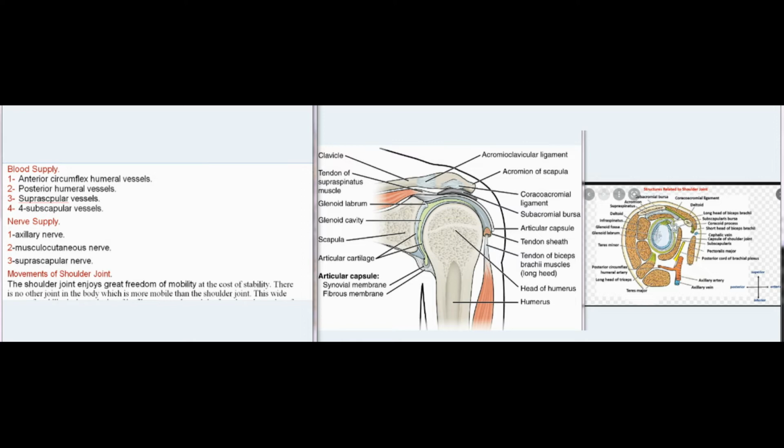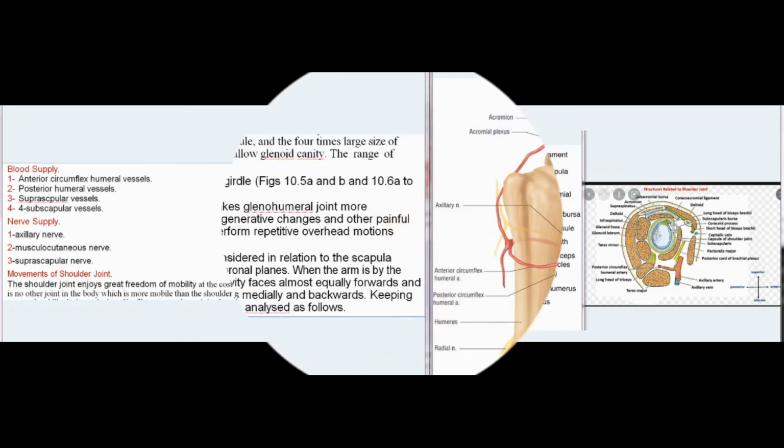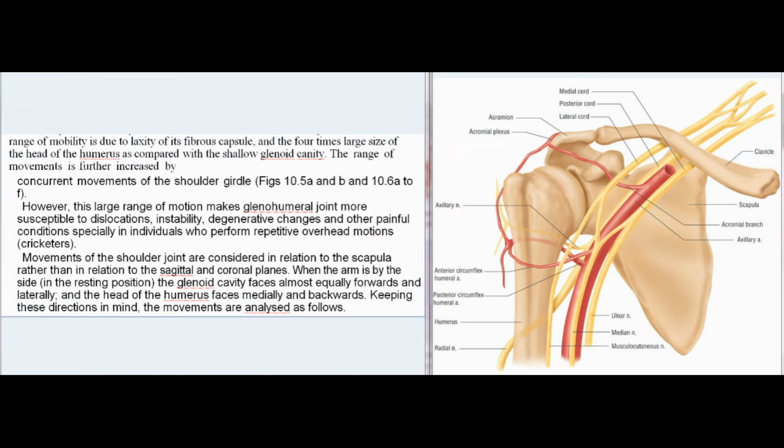The shoulder joint enjoys great freedom of mobility at the cost of stability. There is no other joint in the body which is more mobile than the shoulder joint. This wide range of mobility is due to laxity of its fibrous capsule, and the 4 times larger size of the head of the humerus as compared with the shallow glenoid cavity. The range of movements is further increased by concurrent movements of the shoulder girdle, Figs 10.5a and b and 10.6a to f.